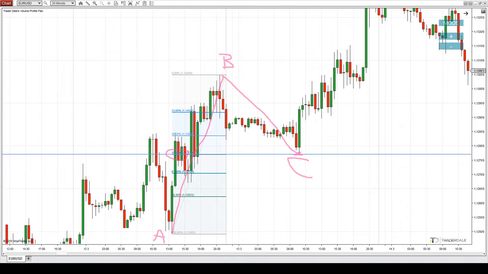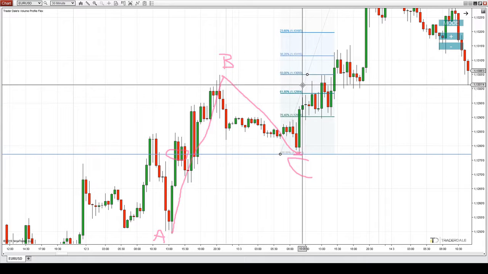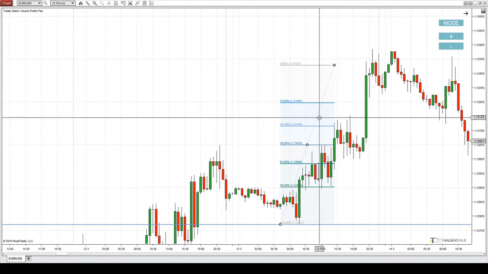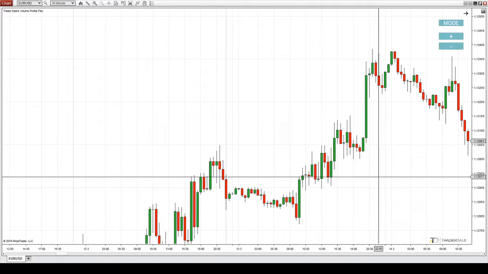A, B, C. From C, we go to D, which would be in here. Actually, yeah, there would be a reaction in here. And if you are trading bigger trades with wider take profit and stop loss, then there would be this movement for you, this reaction. So yeah, this time it would work, even though the price didn't actually hit the 50% mark.